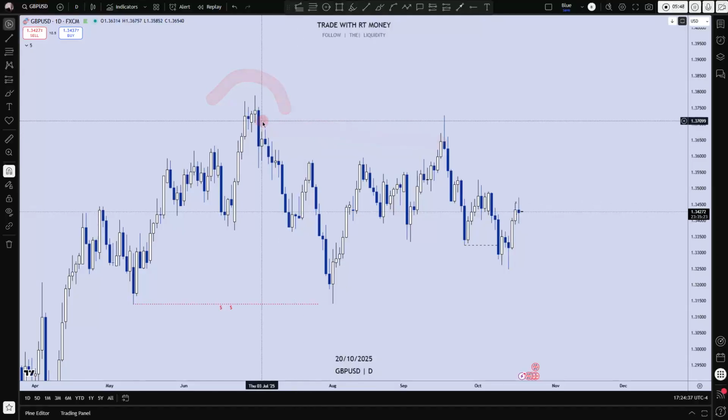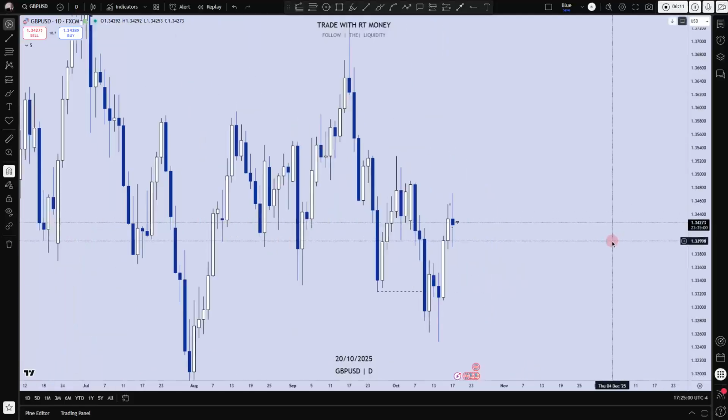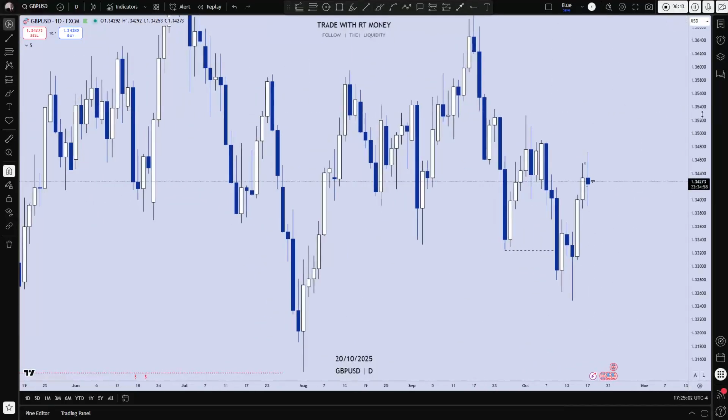Got it? Are you with me? Good. So price fell from here, taking out sell side liquidity here, right? Boom, boom, boom, making lower low, lower high, lower low, lower high, lower low. Listen to me. Why would I be thinking to take buys here? No way. I'm not thinking to take buys in this market.